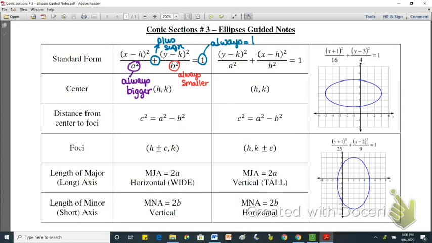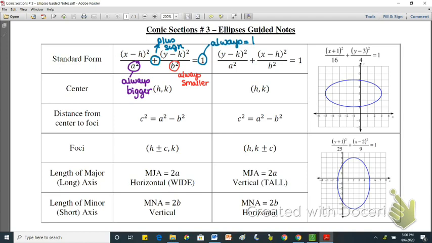Hey everyone, today we're going to talk about conic section 3. These are ellipses. If you'll notice the two equations, they both have plus signs, and they're both equal to 1. In order for an ellipse to be in standard form, it has to have a plus sign between the two fractions and has to be equal to 1. If it is not equal to 1, it is not in standard form yet.